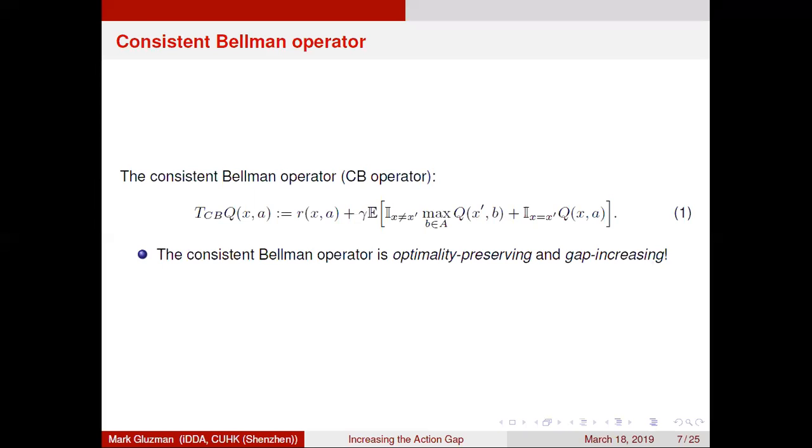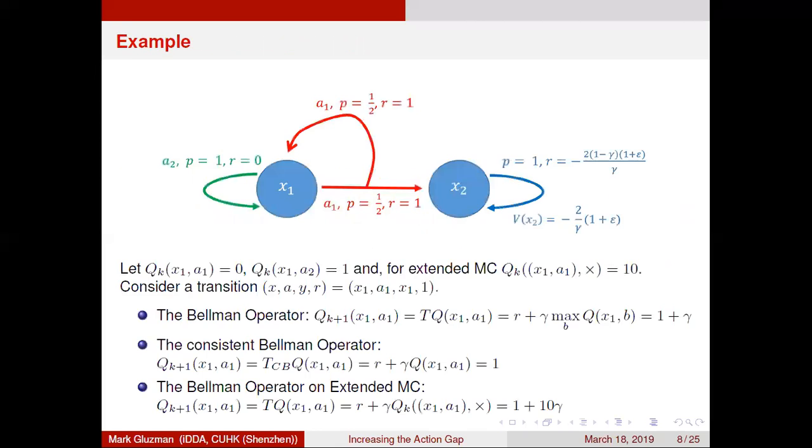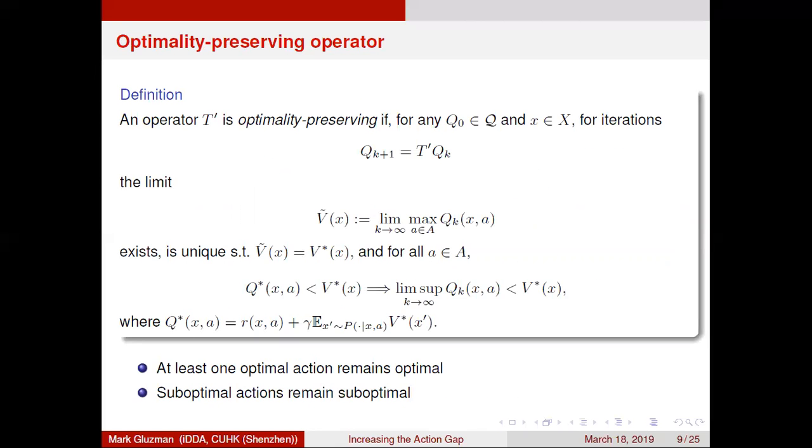And now I will explain what those terms mean. An optimality preserving operator is an operator such that for the standard iterations, these iterations will converge to some Q_k(X, A) in the limit. So we can calculate a value function for the limit, and in the limit this value function will be optimal. So if we apply an operator that is optimality preserving, then the iterations will converge to the optimal policy. This is one thing.